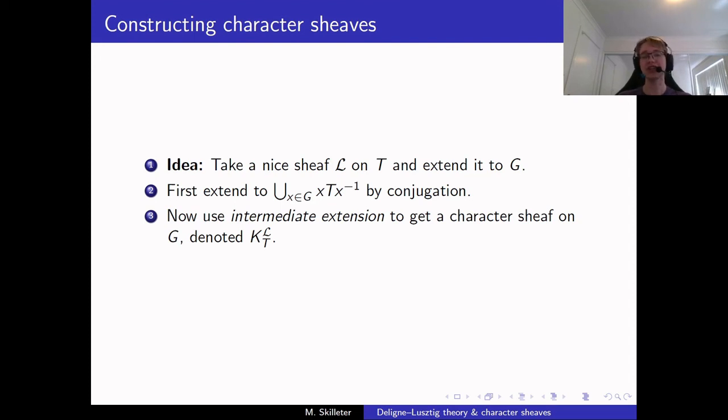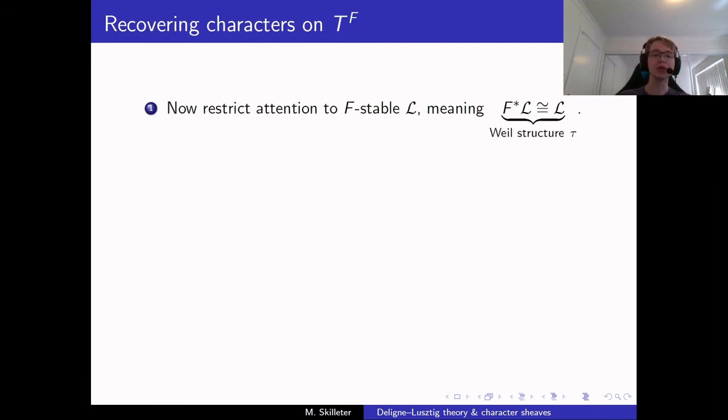Well, that's great. Now we've got some sheaves, but how do we start getting characters back? Notice that nowhere in this construction does the Frobenius F show up. This is actually the first time it appears. If I want to study the Deligne-Lusztig characters on the finite group of Lie type G^F, I'm going to restrict my attention to the character sheaves coming from F-stable L. F-stable just means that F^* of L is isomorphic to L. Now, normally that isomorphism wouldn't matter so much, but in this case we actually do need to keep track of the isomorphism. We call a choice of isomorphism from F^* of L to L a Weil structure, denoted tau.